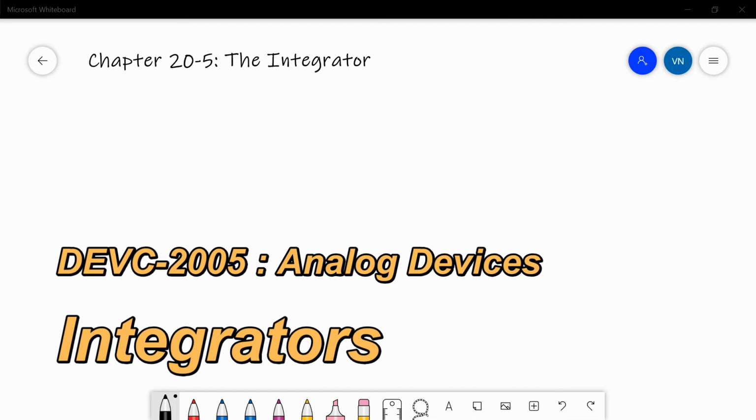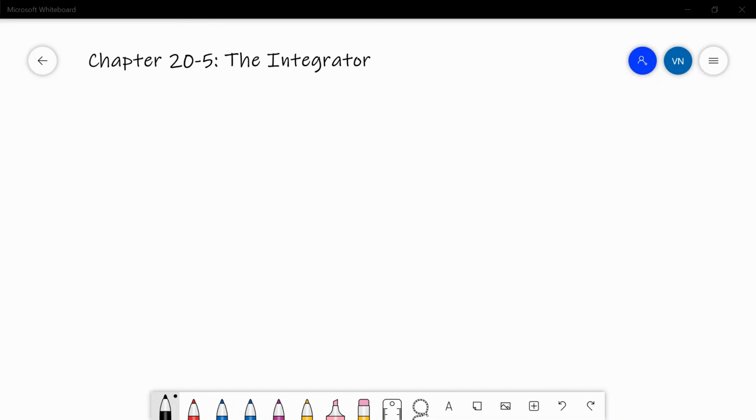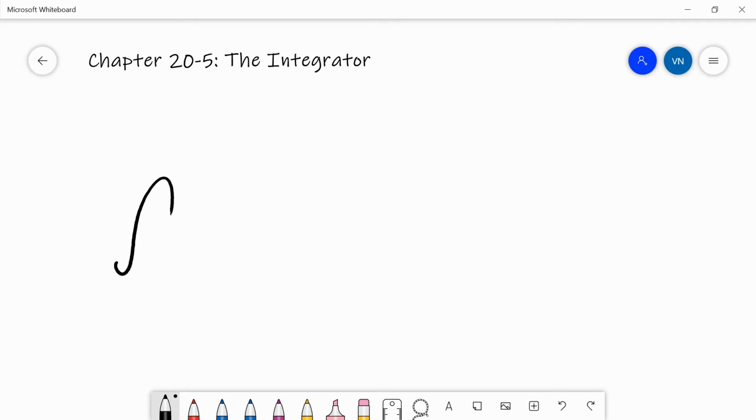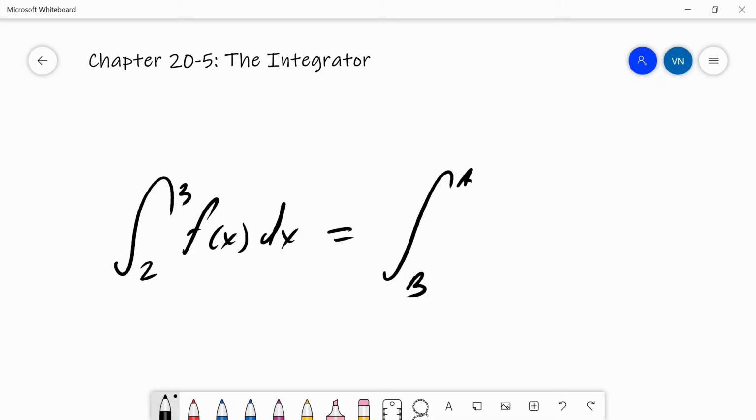Chapter 20-5 talks about the integrator circuit. And yes, we're talking about integration. We're talking about finding the definite integral between 2 points of a function of x with respect to x. Now, when we do this in a voltage circuit, we don't do it with respect to x. We're usually integrating between 2 points, a and b, some voltage as a function of time with respect to time.